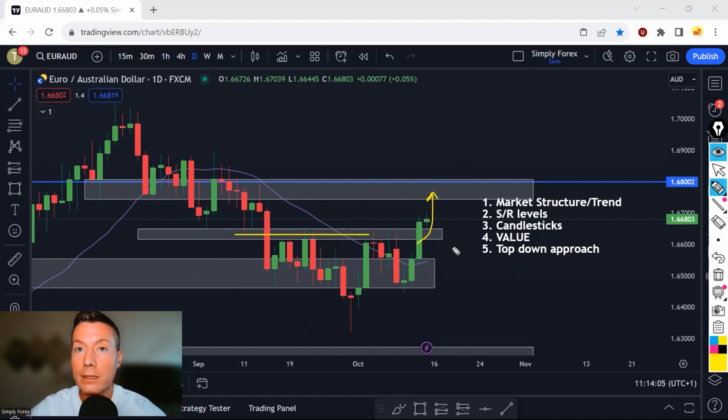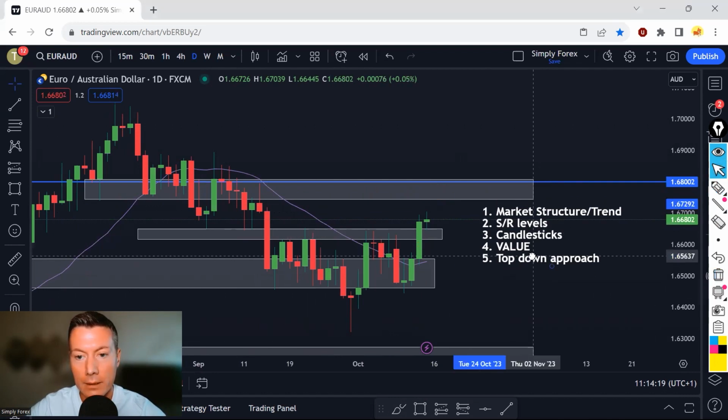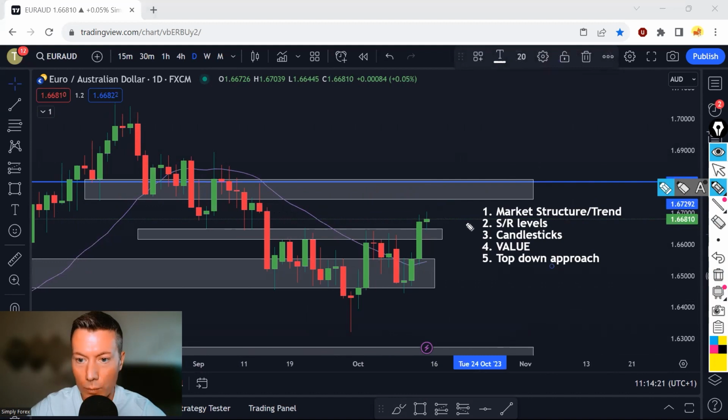And again, guys, my targets are just the next level of resistance. Makes sense. If I'm buying, I want to get out where the market will start selling. Simple as that. So we've got market structure, it's broken a support and resistance level. Now let's look at the candlesticks. That is a very nice bullish candlestick. So we can potentially look for buys as well.